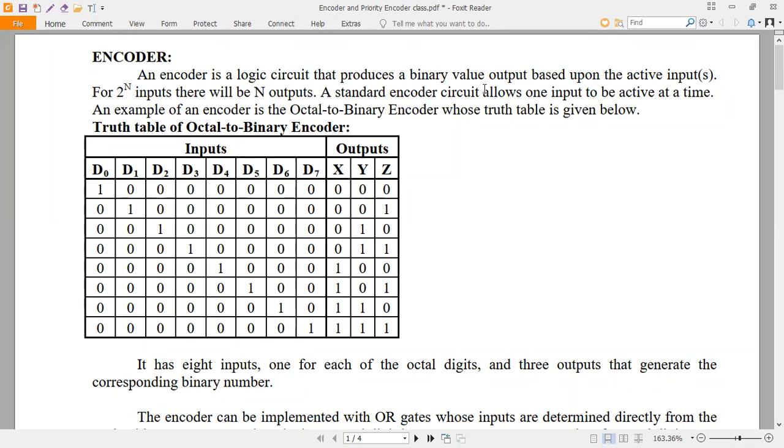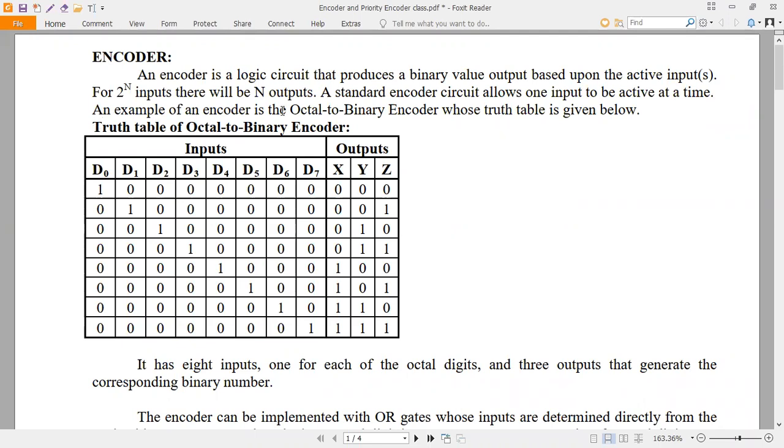A standard encoder circuit allows one input to be active at a time. Only one input will be active. That means only one input will have logic 1, and the remaining will be 0. So at a time you can give only one input. Active means the input will be 1, remaining inputs will be 0.